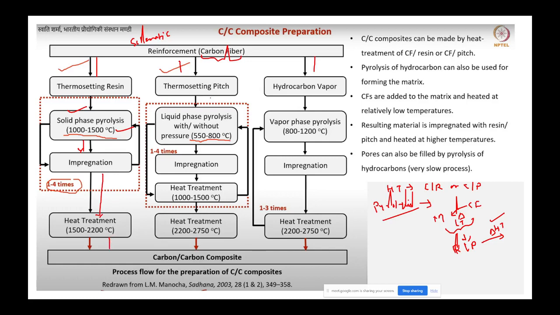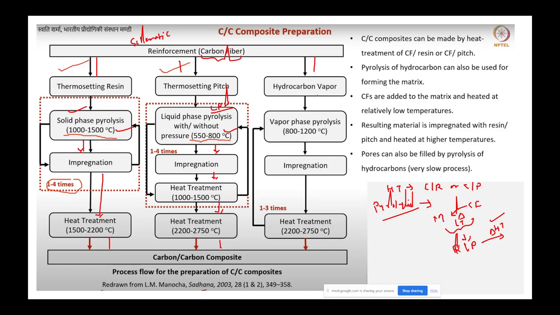If you are using a thermosetting pitch, then you have to go for liquid phase pyrolysis. In this process, you will use a temperature of around 550 to 800. Again, you will do the impregnation and heat it to a higher temperature, and here you will require one more heat treatment in order to get the composite.